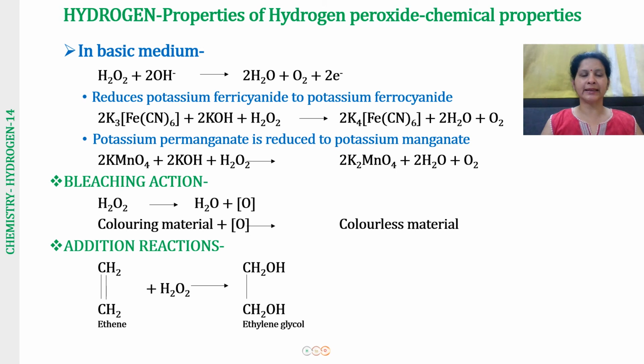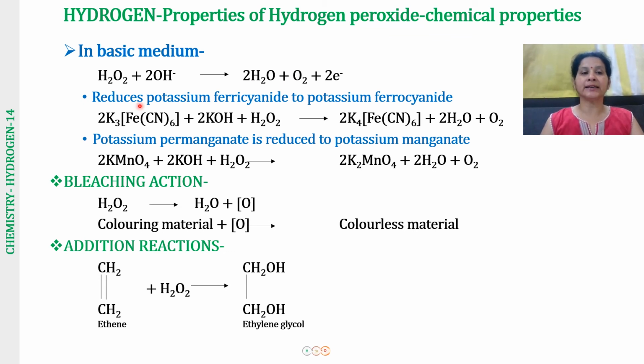Next, let us see the reactions in the basic medium as well. So H2O2 in the presence of the OH ions of the basic medium is going to form water and oxygen, again a loss of 2 electrons, and again the Z factor is going to be 2. So either it is the oxidizing properties or the reduction properties, either the acidic medium or the basic medium, you are seeing that there is a gain or a loss of 2 electrons. The Z factor is always going to be 2 for H2O2.